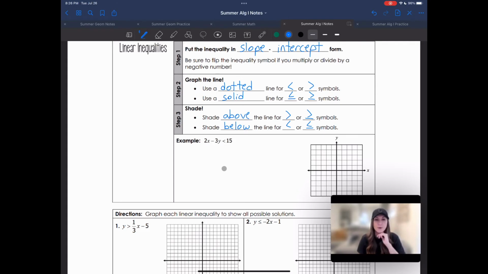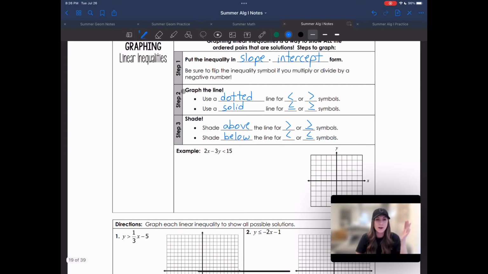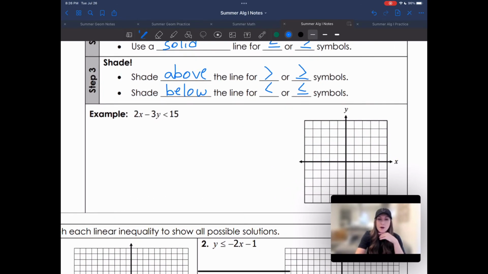Let's do an example. And feel free to reference these steps as you go, since this is all new information for you. So we know step 1 is put the inequality in slope-intercept form if it's not already. Our example, it is not in slope-intercept form. Remember, slope-intercept will have the y by itself. Y equals mx plus b. Okay, so this is the stuff we worked on the last lesson. So let's see if we remember how to do this.